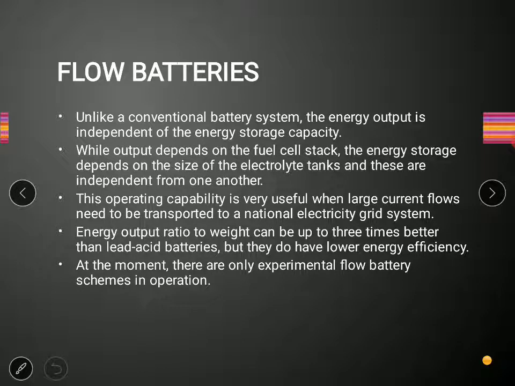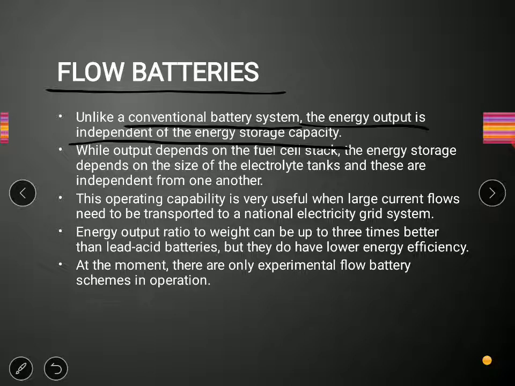Next, flow batteries. Unlike a conventional battery, the energy output is independent of the energy storage capacity. So it might store less energy but the energy output might be high, or it might store a very high amount of energy, but the energy output can also be controlled at the same time.